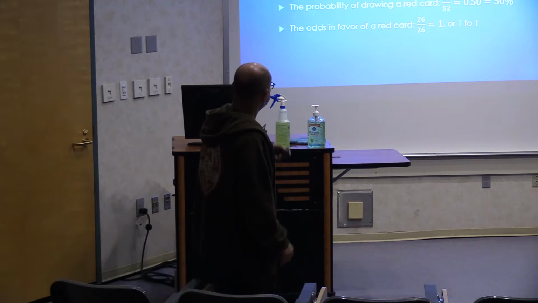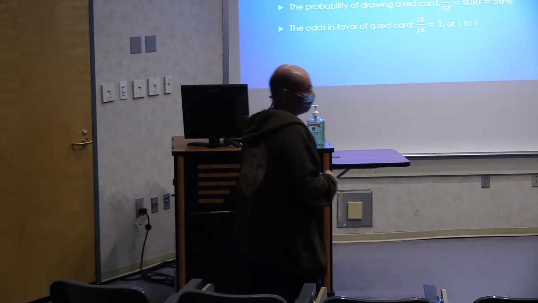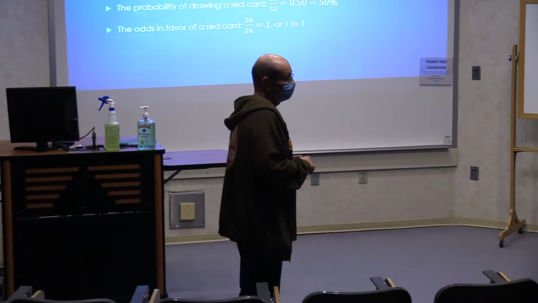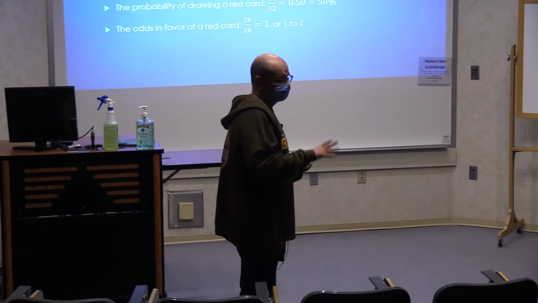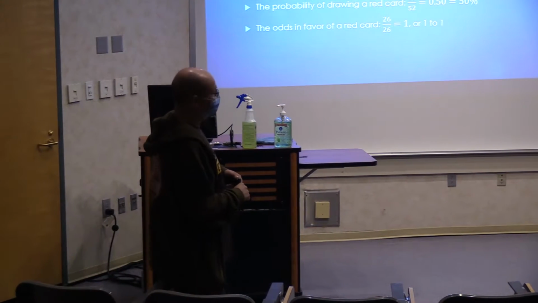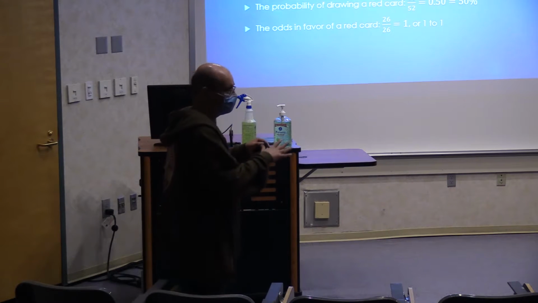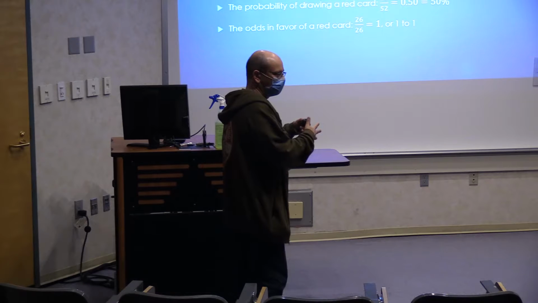The odds in favor of getting an ace, it's just 4 out of 48. I have 4 aces, and then I have 48 cards that are not aces. That's the odds. So it's 4 to 48 or 1 to 12. So it's a little different. It's not the same as probability. They are related, but they're not the same.